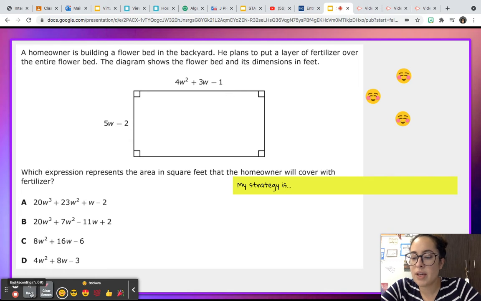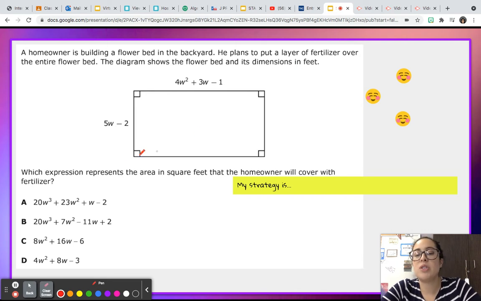Okay, guys, so what I'm going to do is go ahead and show you how to do this. I am going to read this. It says, a homeowner is building a flower bed in the backyard. He plans to put a layer of fertilizer over the entire flower bed. The diagram shows the flower bed and its dimensions in feet. Which expression represents the area?